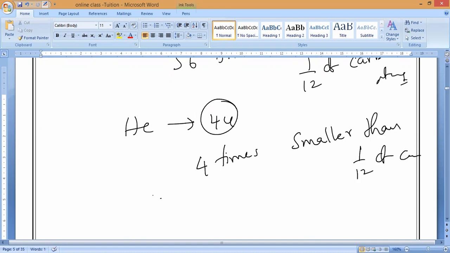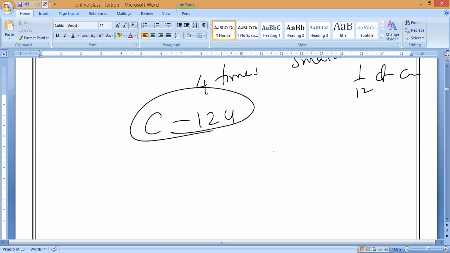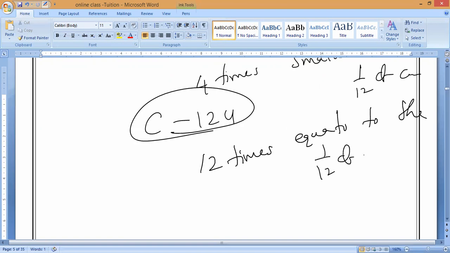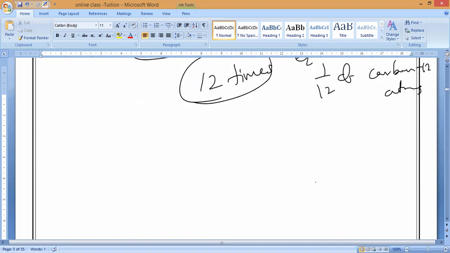Now, carbon equals 12 U. What does it mean? It is 12 times what? Equal to 1/12 of a carbon-12 atom. Understand, guys? So less than 12 is smaller, greater than 12 is heavier, and equal to 12 is equal size. Understand?